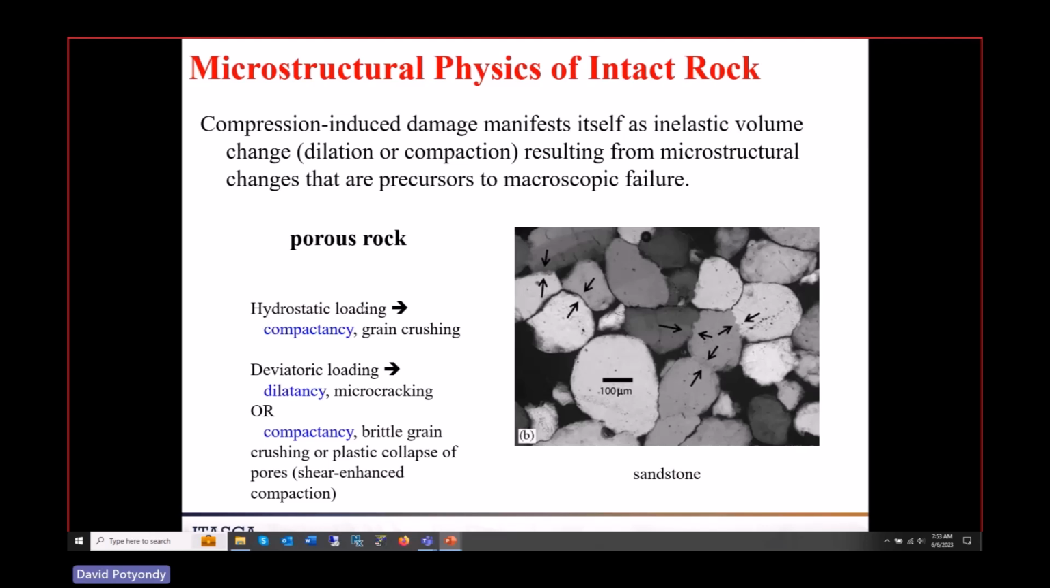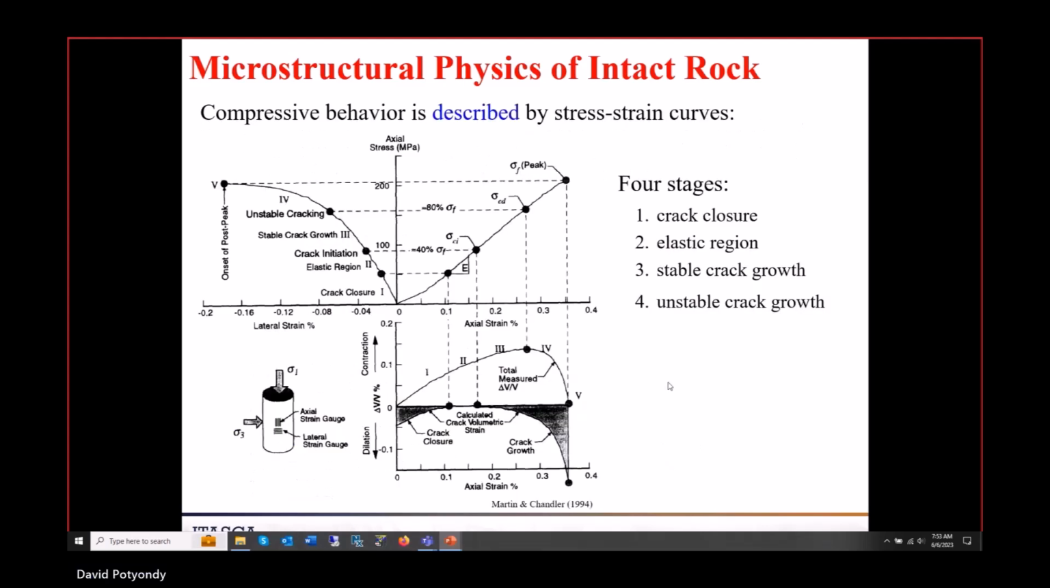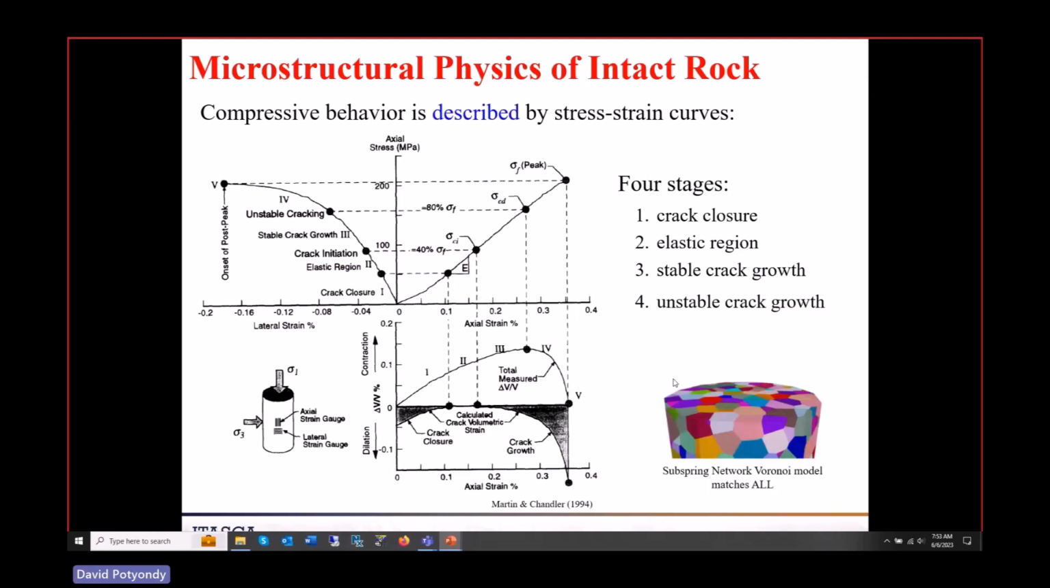Under hydrostatic loading, which we often do with porous rock, we just get compaction. It can't dilate. It's being squeezed in all directions. And then we eventually reach a point of crushing of the grains. Okay. Now, let's see, what's my next picture there? Let's go back. Let's talk about this.